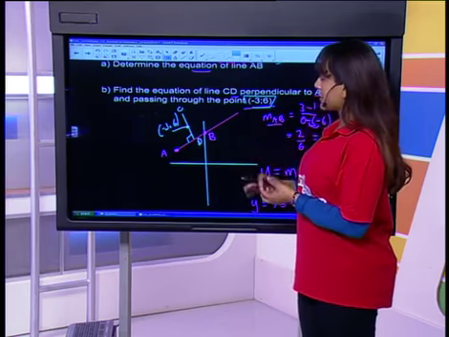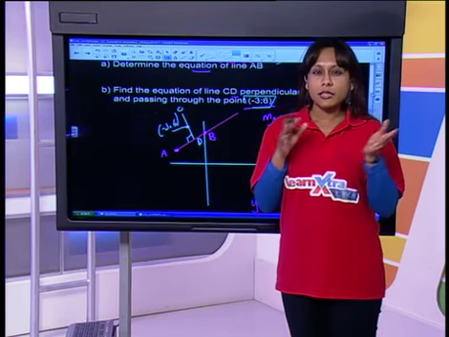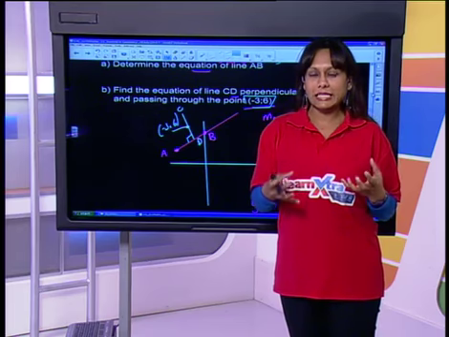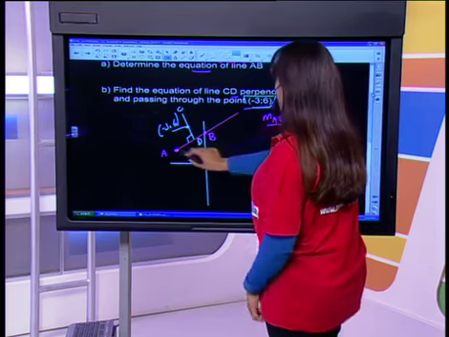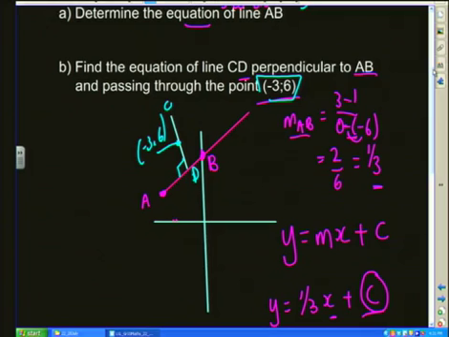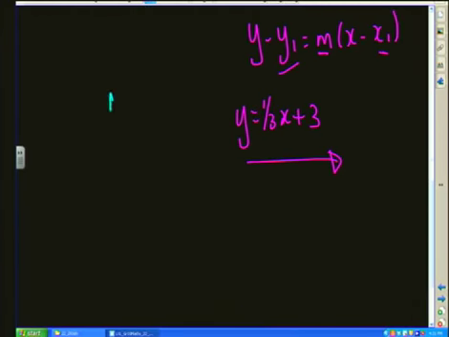In order to find the gradient of the perpendicular line, we take into account that the product of the gradients of perpendicular lines is minus 1. So therefore, we know the gradient of AB is a third. That gradient of AB times the gradient of CD, the product of those two must be equal to minus 1. So what I'm saying is the gradient of AB times the gradient of CD must be equal to minus 1.